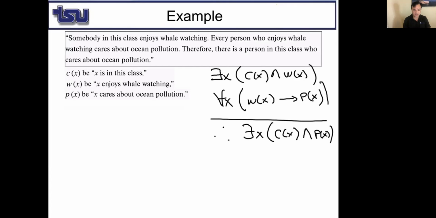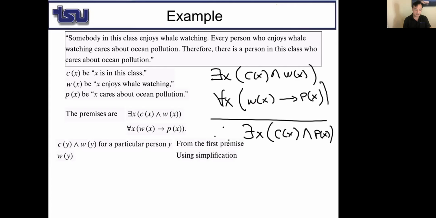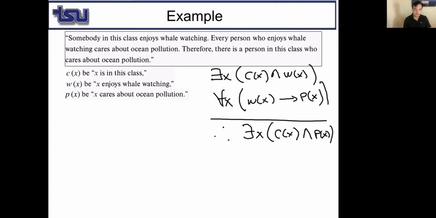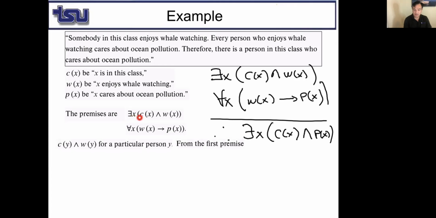Okay, so basically my question is, if we have those two premises, can we have this conclusion? Let's see if we can. Again, this is the first premise, and this is the second premise. From the first premise, what does it say? There is someone who is in this class and enjoys whale watching. Let's assume that that particular person is Y. That means CY and WY is true. And from simplification, this is true and this is true. That means WY is true.